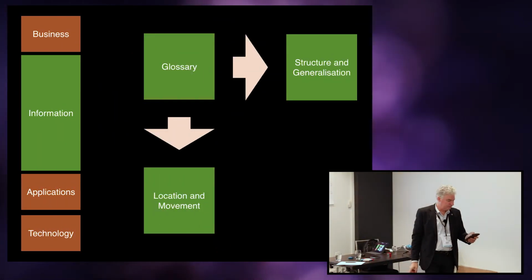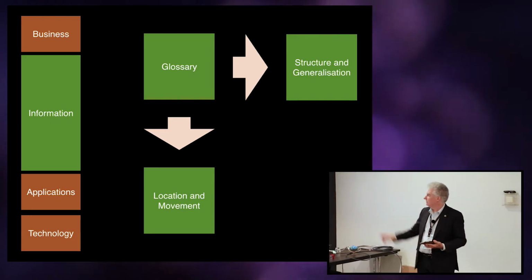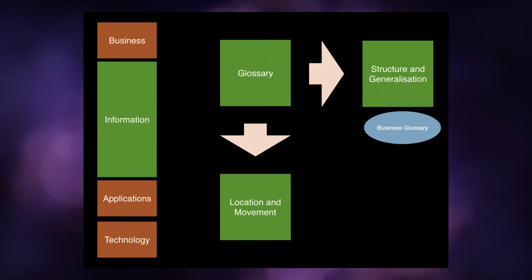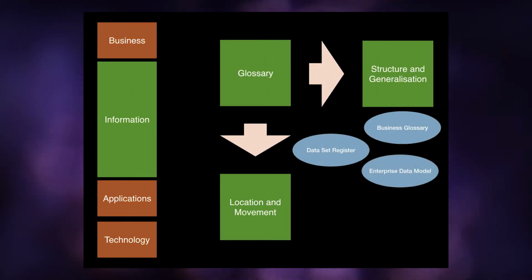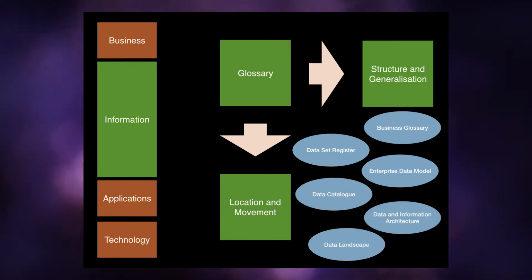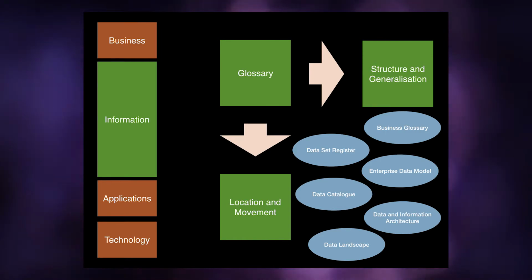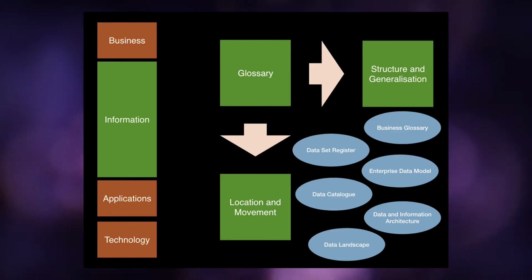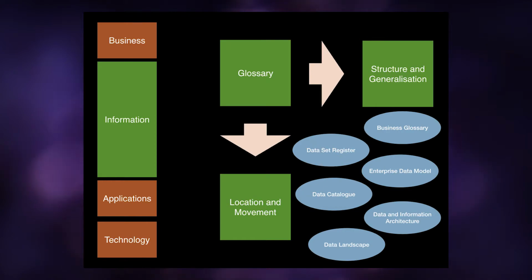And then there's a whole stack of names that we give deliverables which are designed to sit in that two-dimensional matrix. People call them business glossaries, data set registers, enterprise data models, data catalogues, data information architectures, and data landscapes. Data landscapes are particularly trendy at the moment because they focus on location and movement more than structure and generalisation. And so some or all of those deliverables is what you can use to construct your enterprise data model.